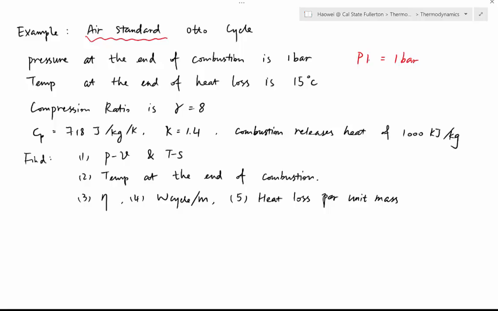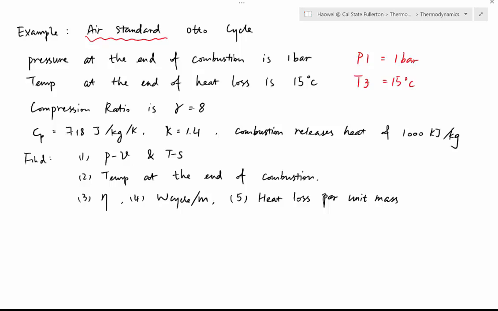And then the temperature at the end of heat loss process is 15 Celsius. So this is the temperature at which point? Heat loss is process 2 to 3, at the end, so that must be point number 3. T3 is 15 Celsius. And then in addition, we know compression ratio is equal to 8. Since it is a ratio, it doesn't have a unit.